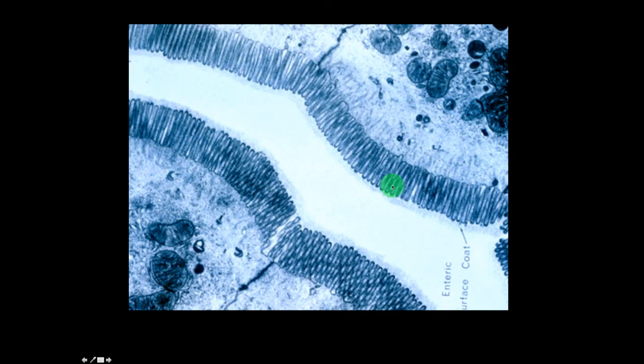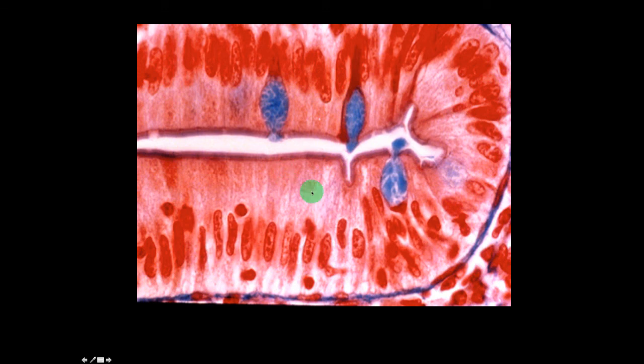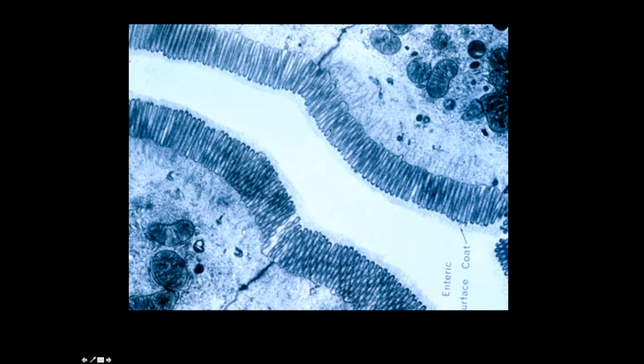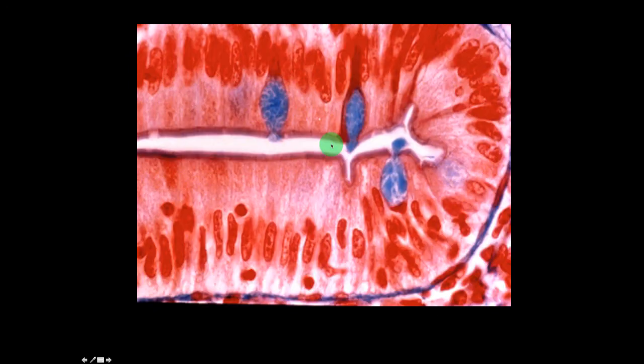This is just a high power view of this region, for example. And you can see the portion of one cell, a second cell, a third cell, and a fourth cell. And in this GI epithelium, you can see the apical surface elaborated into microvilli. You can see junctional complexes between this cell and that cell, or between that cell and that cell. This elaboration of microvilli is essentially increasing the luminal surface area for absorption, because remember, this region corresponds to this region, the luminal region where absorption is occurring.